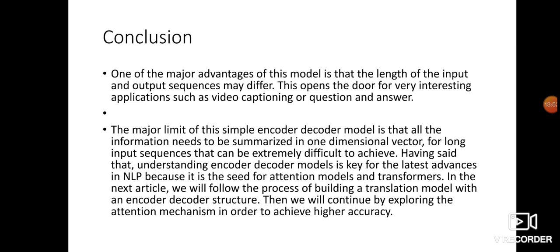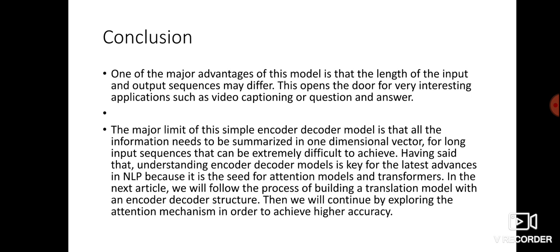One of the major advantages of this model is that the length of the input and output sequences may differ. This opens the door for very interesting applications such as video captioning or question answering.